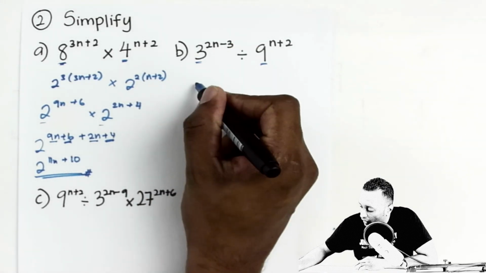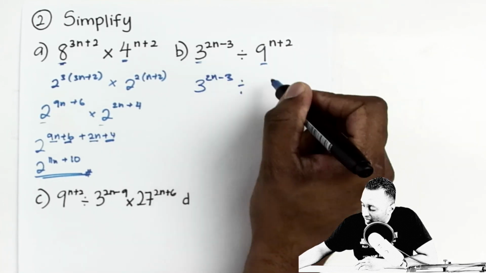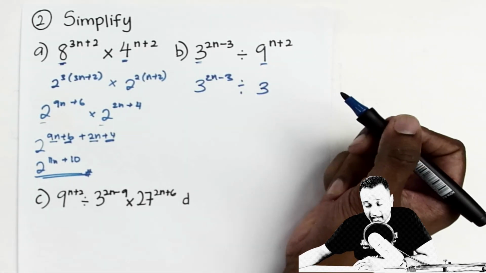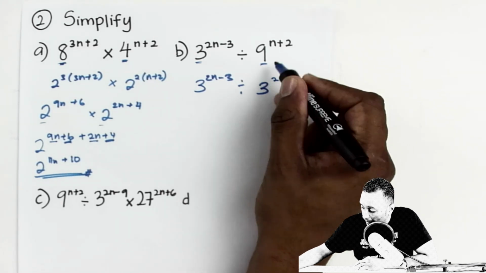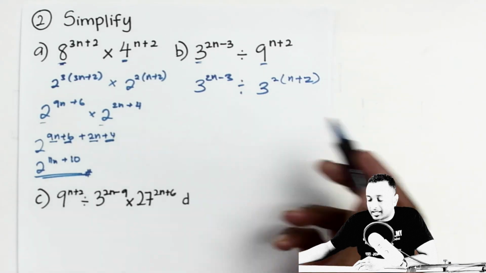That's correct. So what we're going to do? 3 power 2n minus 3, divide by the 9. I change the 9 to a power of base 3, right? So base 3 power 2 becomes the 9, and then we got 9 plus 2 over here. Correct or not? So now let's try to simplify this.